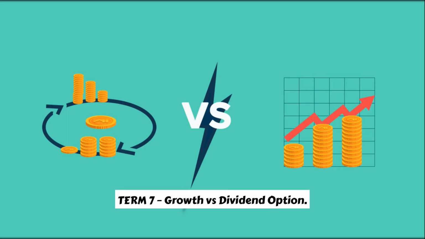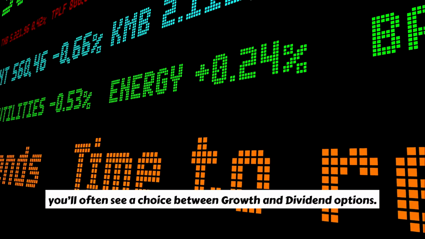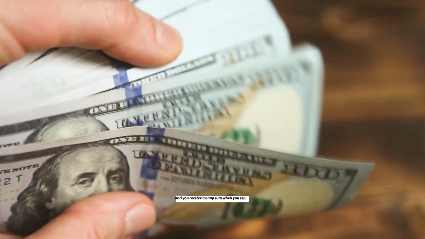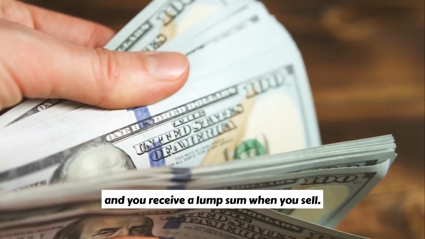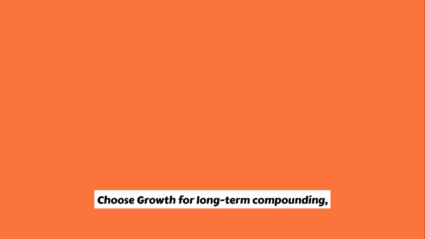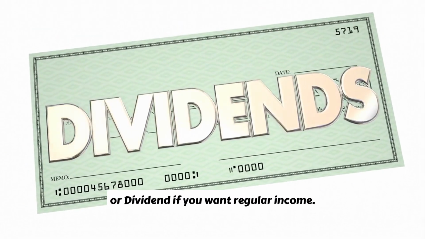Term 7: Growth versus dividend option. When investing, you'll often see a choice between growth and dividend options. In the growth option, your returns are reinvested, and you receive a lump sum when you sell. In the dividend option, the fund pays out a portion of the profits regularly. Choose growth for long-term compounding, or dividend if you want regular income.